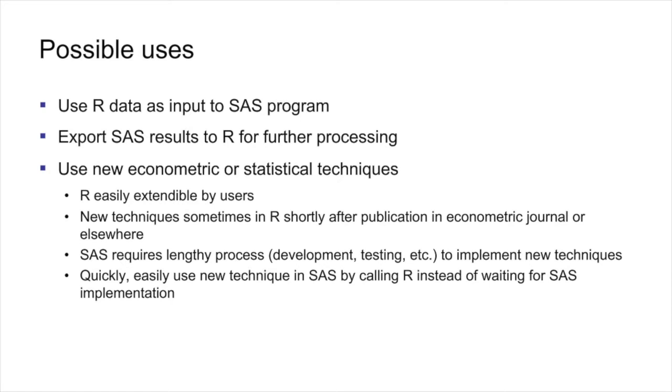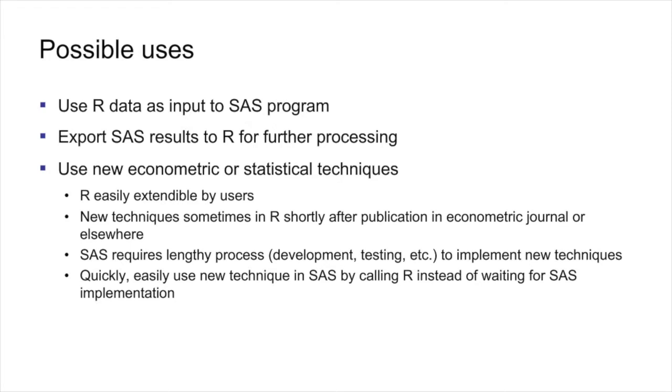Because R is open source, what often happens is there's an econometric journal article or a statistical article, and some new wonderful technique gets put out there and gets talked about. Well, if that happens on Friday, by Monday somebody somewhere will have an R routine to do it. Now, it might not be robust. It might not work all the time. It might not always get the right answer, but caveat emptor, it's out there and it's available.